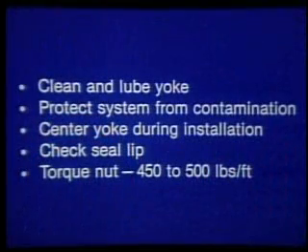Before installation, clean the yoke and recoat the seal surface with transmission lubricant. When installing the yoke, continue to protect the system from contaminants and center the yoke as it enters the seal. Once the yoke is in position, check the seal to be sure that no portion of the lip has rolled back. Then, torque the tail shaft nut to between 450 and 500 pounds-foot.